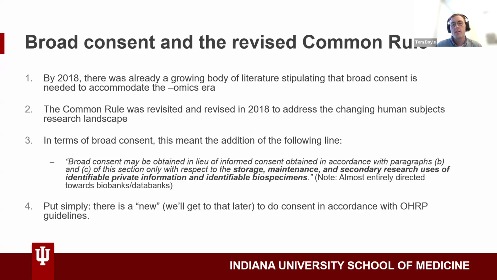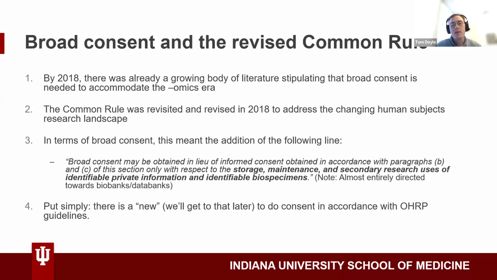If you just Google broad consent, or try to figure out whether your research study requires broad consent, you'll find the discussion of broad consent within the revised Common Rule. So by 2008, there was already a growing body of literature stipulating that broad consent is needed to accommodate the omics era. We already knew by 2014, probably earlier than that, that we needed to move into broad consent. The Common Rule was revisited and revised in 2008 to address the changing human subjects research landscape.